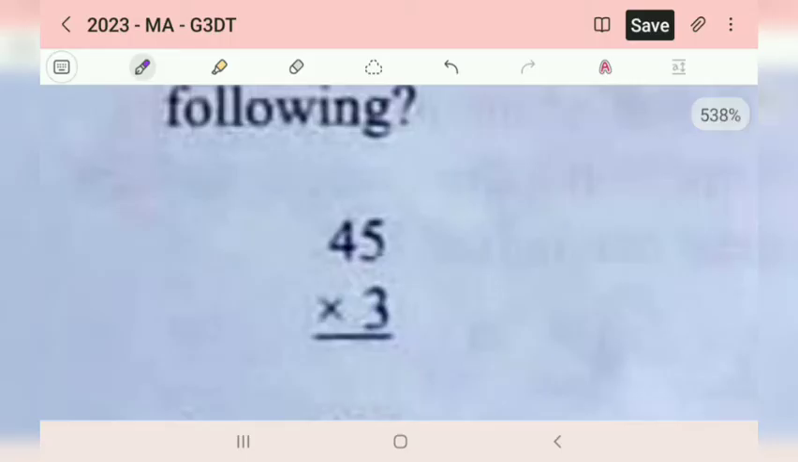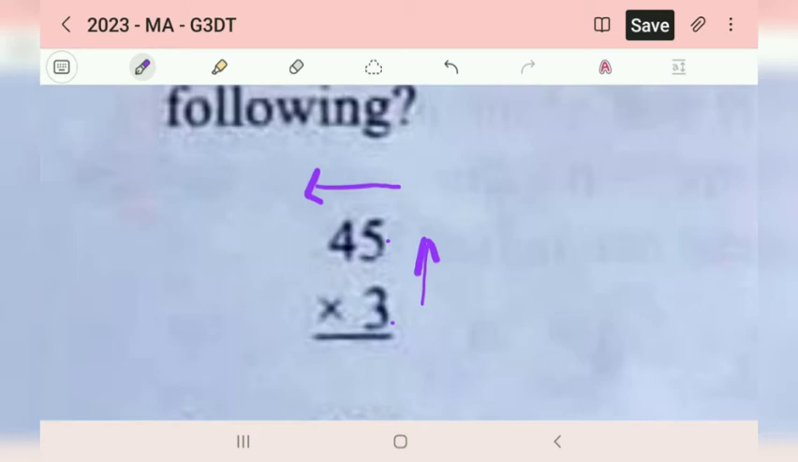Moving on to number 2. What is the result of the following? So when you multiply 45 by 3, what will you get? Let's try it. Remember the direction. We go from left to right, from right to left when we are doing math, and we're going from down up. All right, so 3 5s.